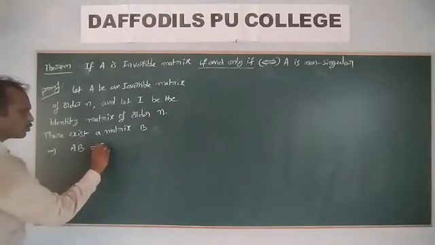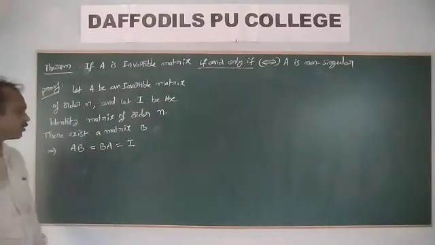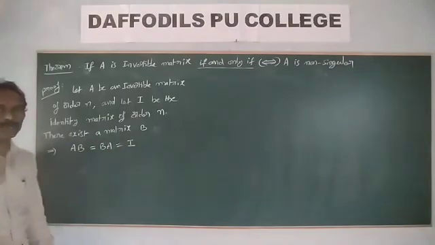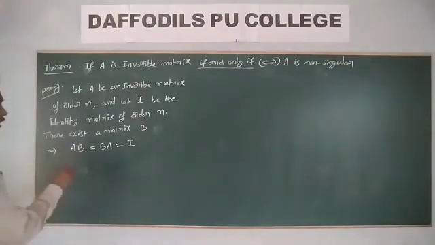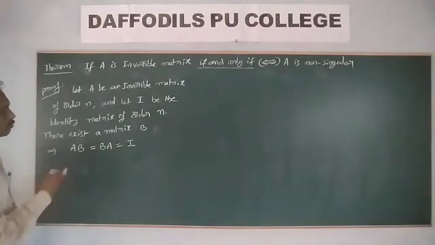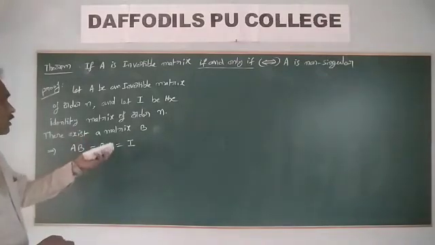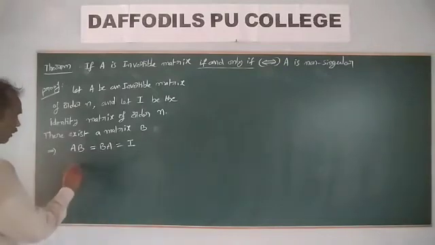AB is equal to BA is equal to I. This is the invertible matrix definition. Here, if this condition holds, then A is called invertible, and B is the inverse of A. In matrices, we discussed this invertible matrix, right?